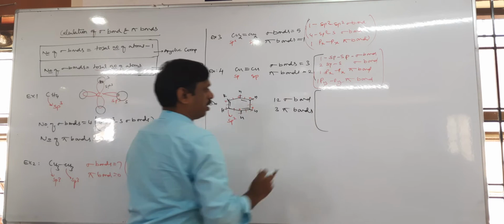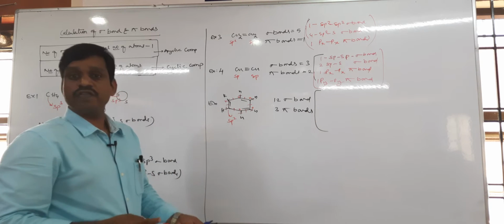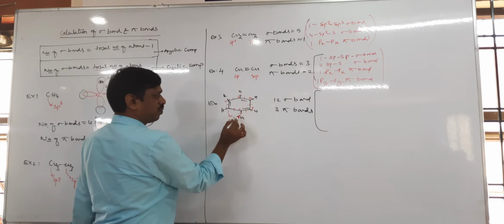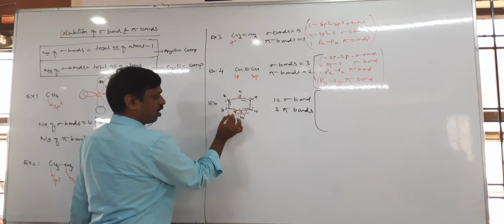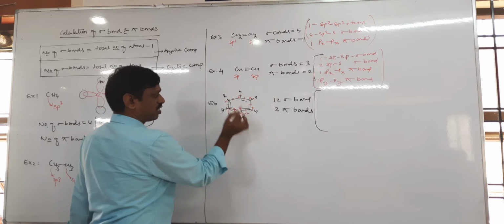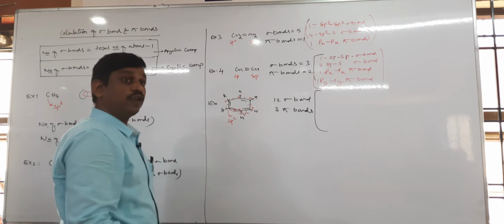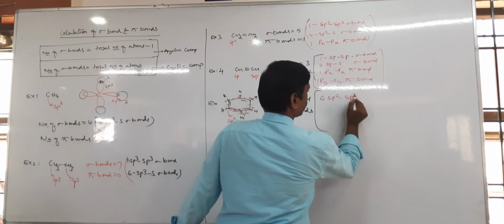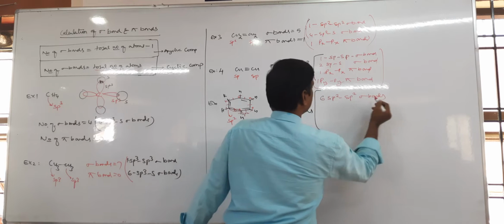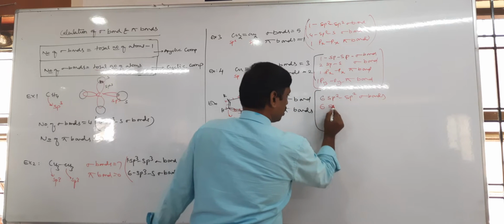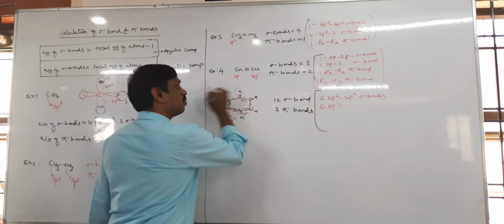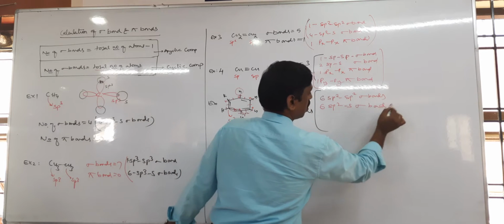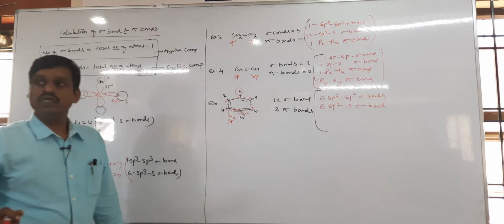Okay, tell me, in 12 sigma bonds, which types of sigma bonds? See, there are 6 carbons, it is sp2, it is sp2, no? The overlapping between sp2 and sp2 is like this. So how many sp2-sp2 sigma bonds? There are 6 sp2-sp2 sigma bonds, and there are 6 sp2 and there is an s orbital, right? sp2-s sigma bonds, and there are a total of 3 pi bonds.